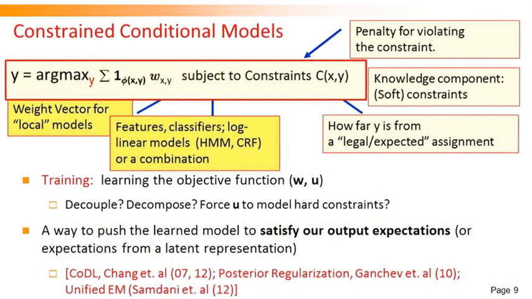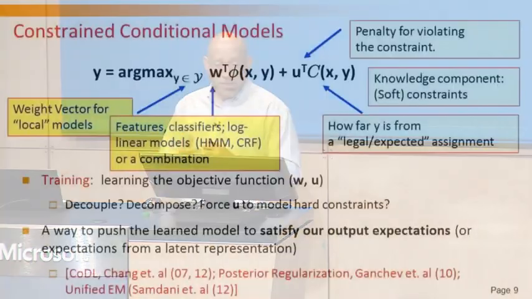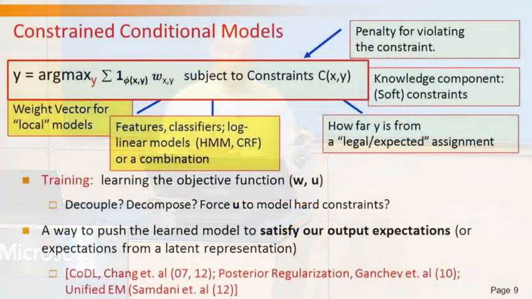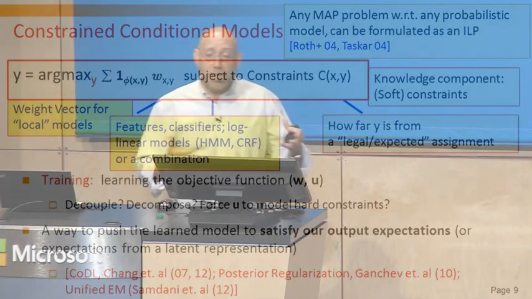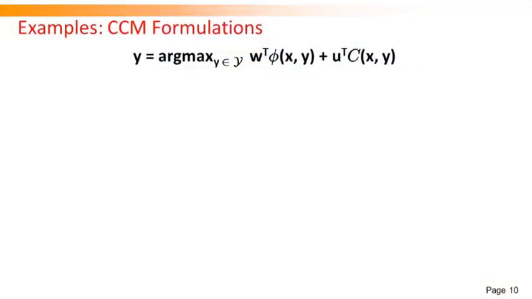Another thing to think about is you can think about this objective function actually as an integer linear program for the same price. And it's a very, very expressive formulation. You know, if you want to think about probabilistic representation, then any MAP problem with respect to any probabilistic model can also be formulated this way.